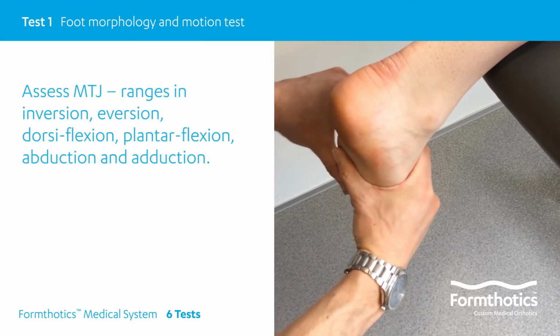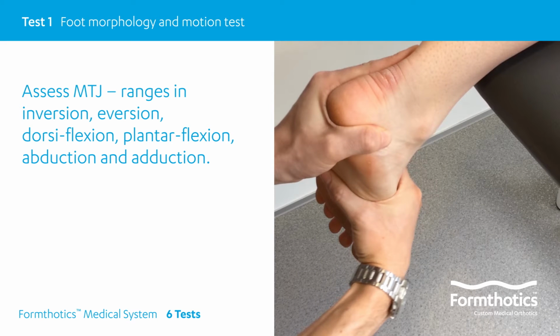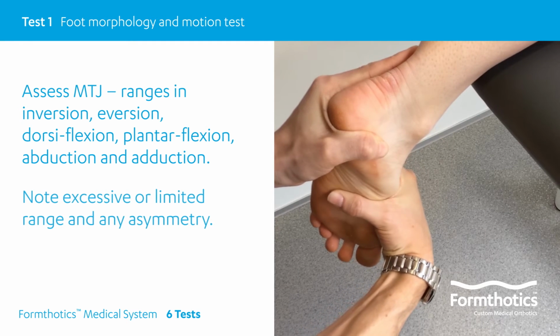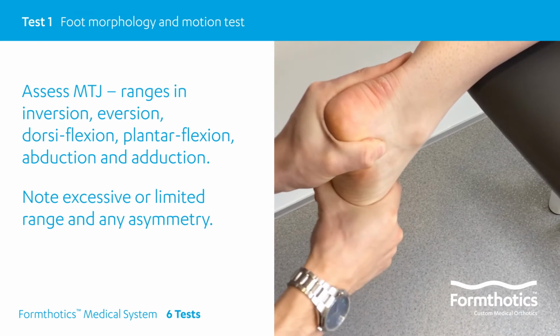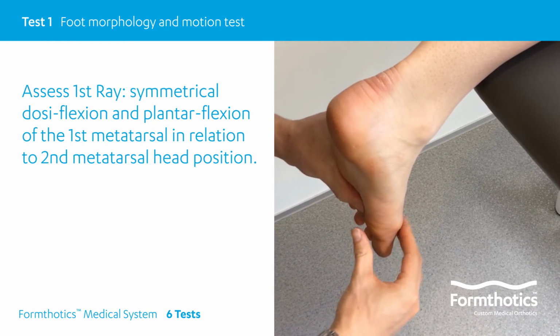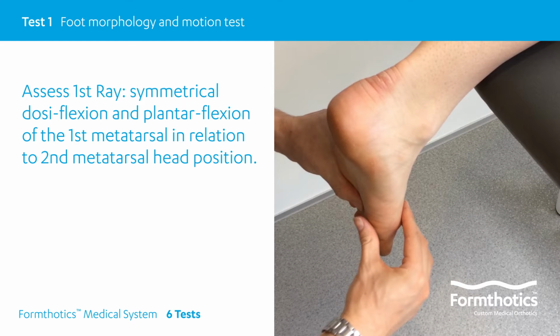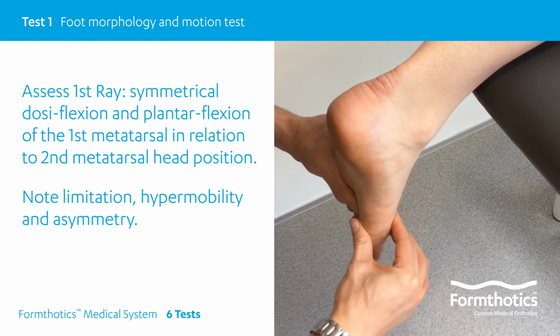Next, assess the metatarsal joint. Ranges in inversion, eversion, dorsiflexion, plantar flexion, abduction, and adduction are checked. Note excessive range, hypermobility, as well as any limitation or asymmetry between feet. Assess the first ray. Check for symmetrical dorsiflexion and plantar flexion of the first metatarsal in relation to the second metatarsal head position. Note limitation, hypermobility, and asymmetry.